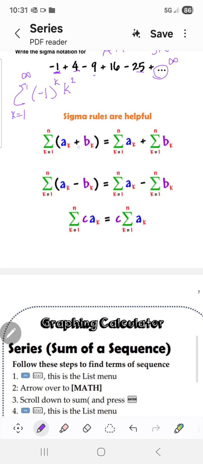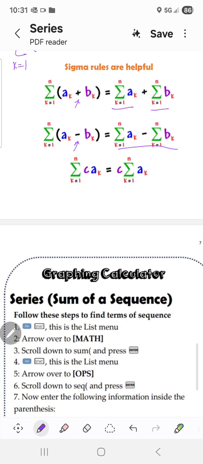A couple of helpful rules. When you have the summation of two terms being added, what's really nice is you get to break these apart. It's really lovely. Same thing with subtraction, you get to break those apart. And the one that's awesome is that if you have some constant on the outside, say we had 2k squared, I get to pull the 2 out, which just makes the math so much easier. The reason is that every single term is going to have 2 times. Well, just pull the 2 out and you have the same thing.